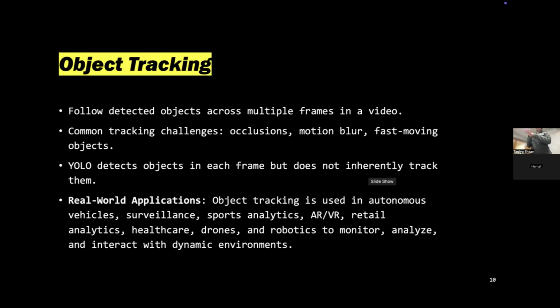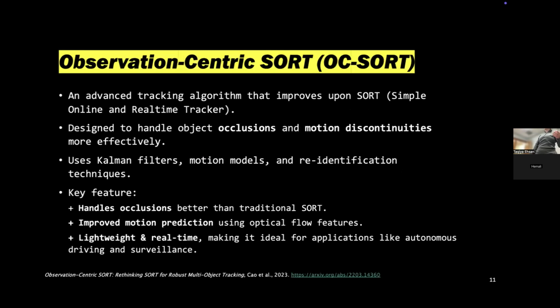So we add another layer to YOLO or supplement YOLO using something called OC-SORT, or observation-centric SORT. This is a tracking algorithm. What it does is it is designed to handle objects while they're going through occlusion and motion discontinuity. So all the things that YOLO finds challenging, this kind of makes up for it. How it does that is using something called a Kalman filter. Do we know what Kalman filters are?